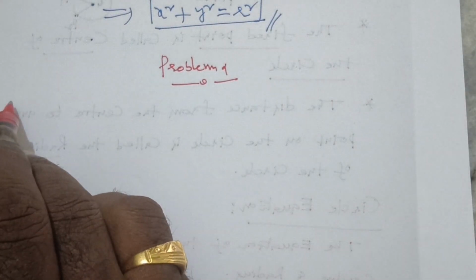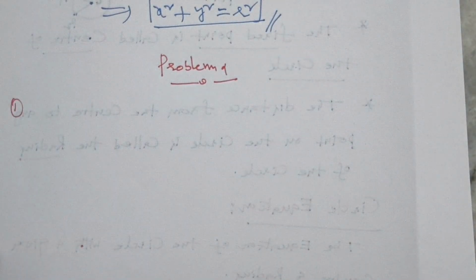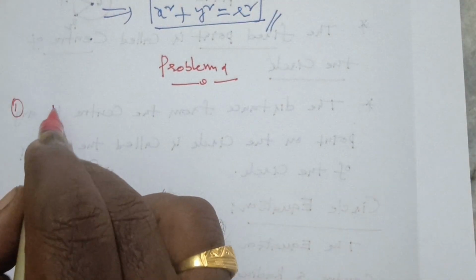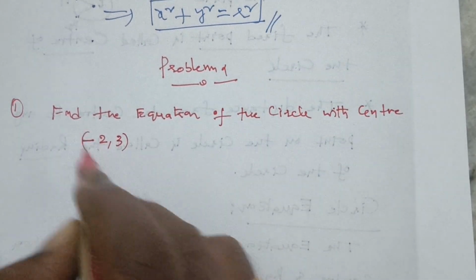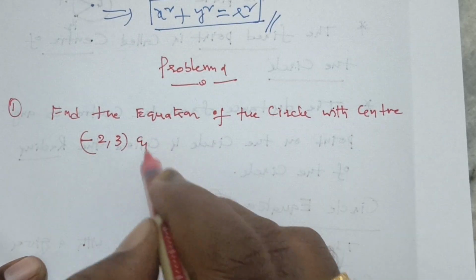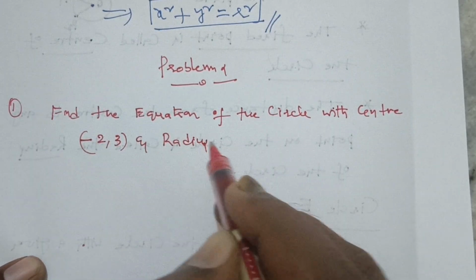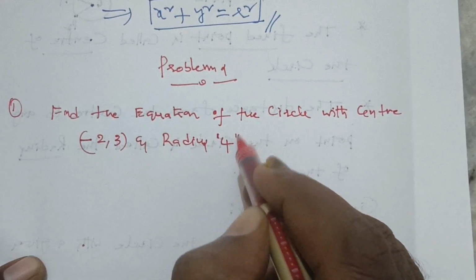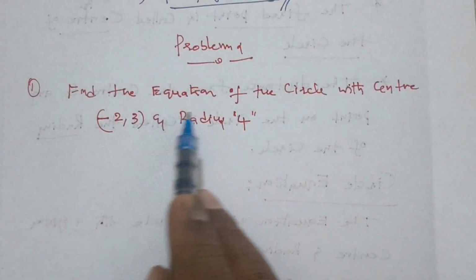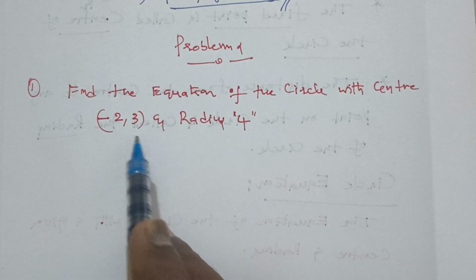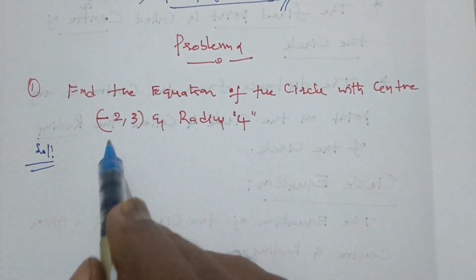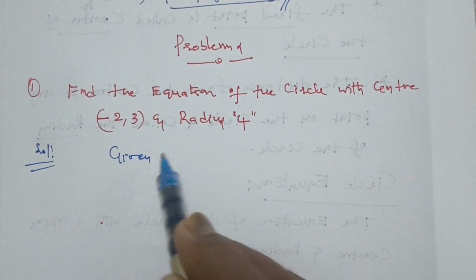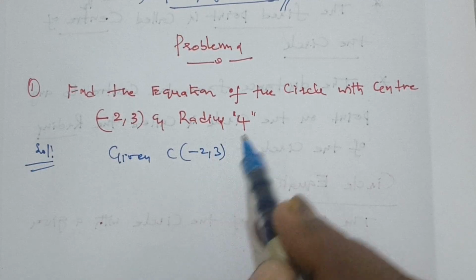This is Model-1, the first model of the circle problems. What is the first model of the circle problems? Find the equation of the circle with the center minus 2, 3 and a radius 4. Here the center is given and the radius is given. We use the general form of the circle equation. So by using the general form of the circle equation, we will find the equation of the circle here.